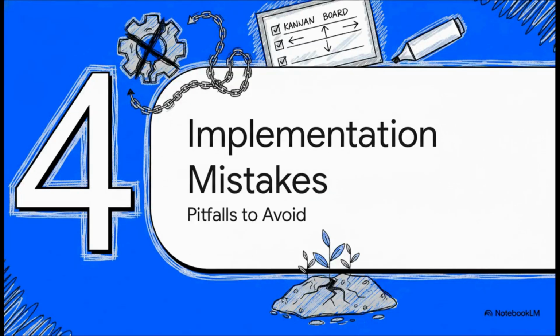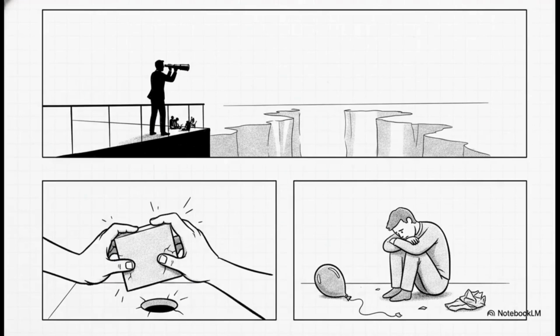Part 4. Common implementation mistakes and the pitfalls to avoid on your lean journey. Before you rush out to completely overhaul your company's operations, it's totally critical that we look at the common traps organizations fall into. Implementing lean isn't just about throwing a Kanban board up on the wall. It requires a fundamental shift in company culture. You know, the biggest missteps usually revolve around human elements, not the tools themselves.